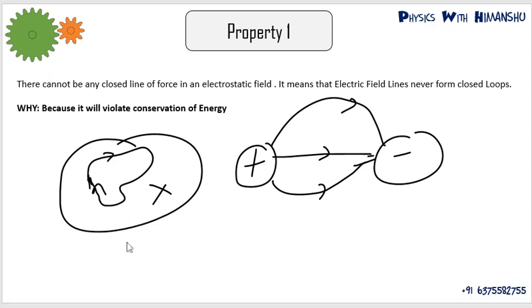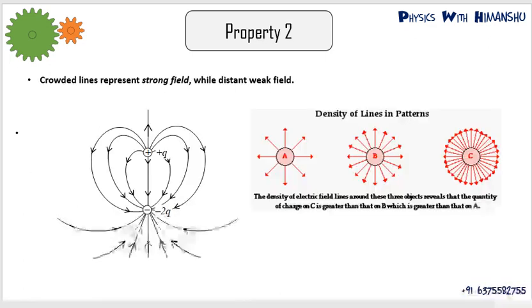There can be no closed loops for electric field lines because it will violate the conservation of energy principle. Suppose electric field line forms a closed loop. Suppose. So if you put a positive 1 coulomb charge here, it will continuously experience force and its velocity will keep increasing till it reaches infinity. And this will violate the conservation of energy principle. Okay, coming to the next property.